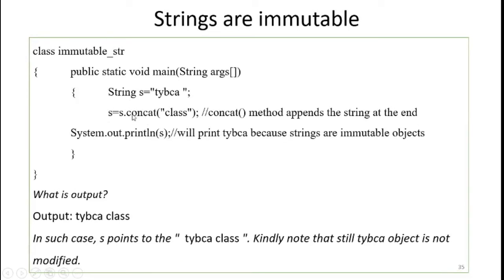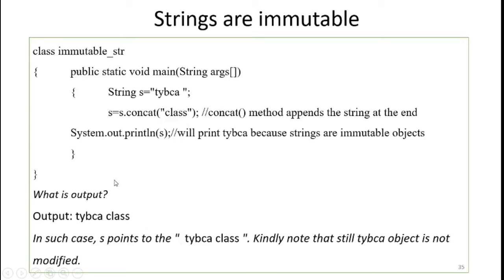Here, after concatenation, we are again storing the result into s. That means s is again created and will get the complete output, TYBCA class. So here the original s is not modified. Actually it is created again and modified with the value, and we now have the value TYBCA class. So we have the updated value. I hope you have understood this point.